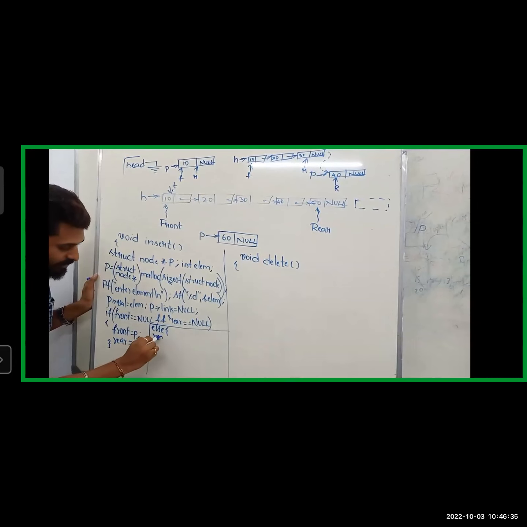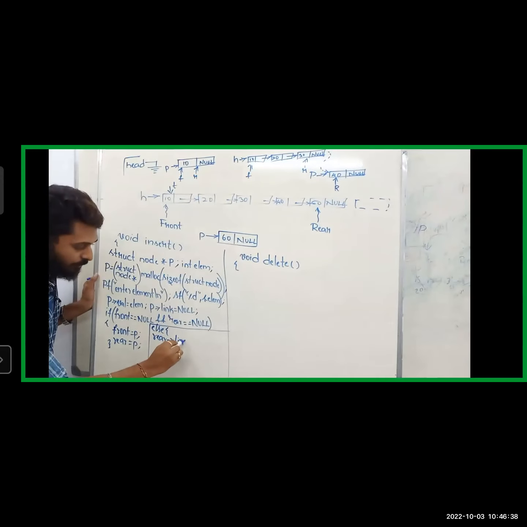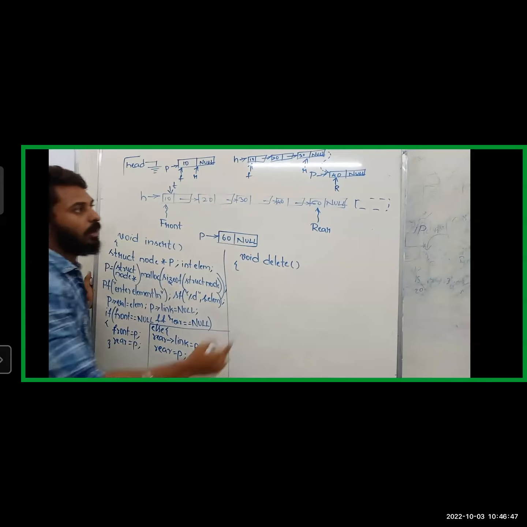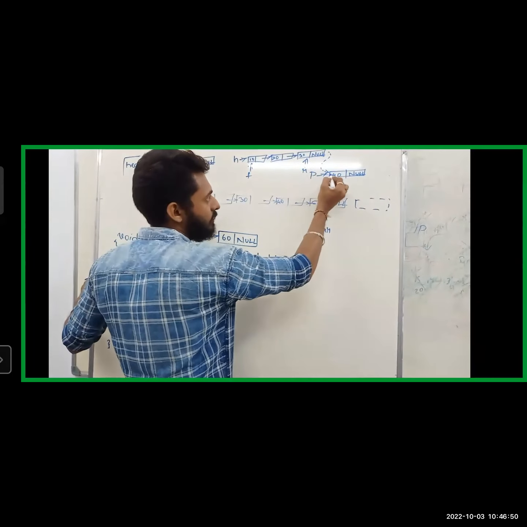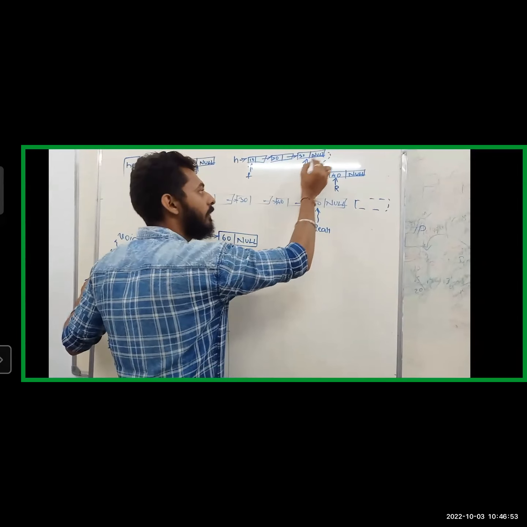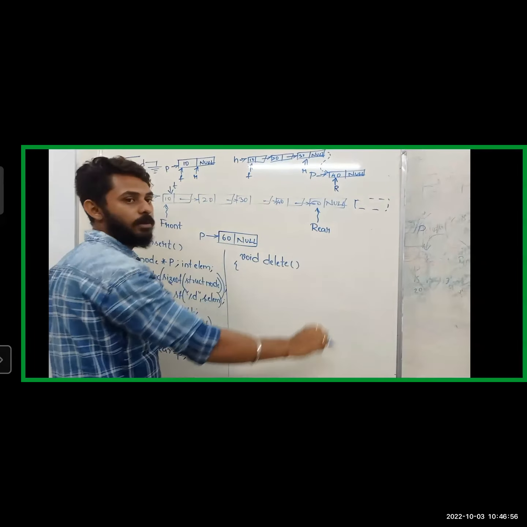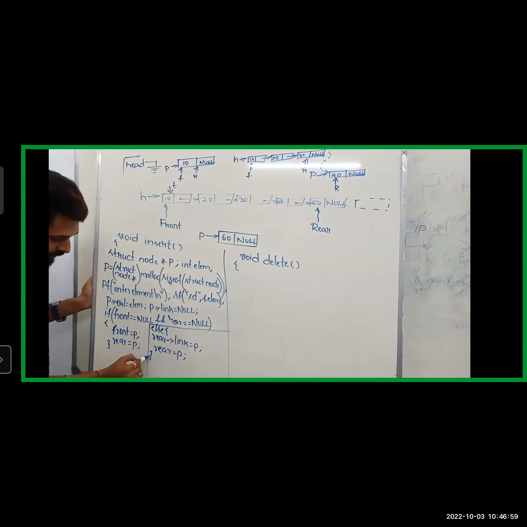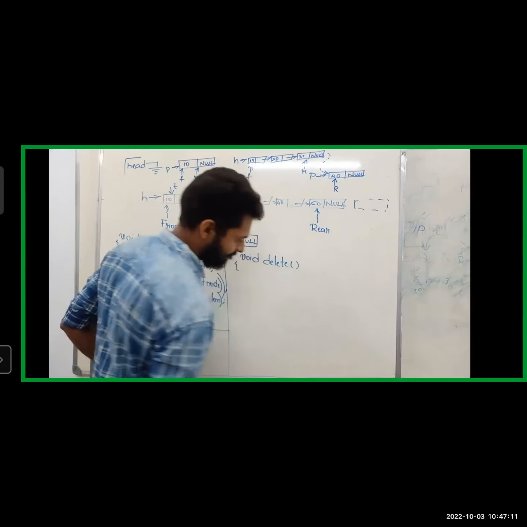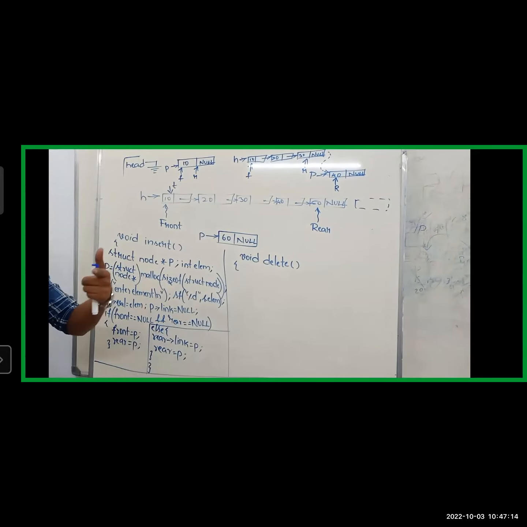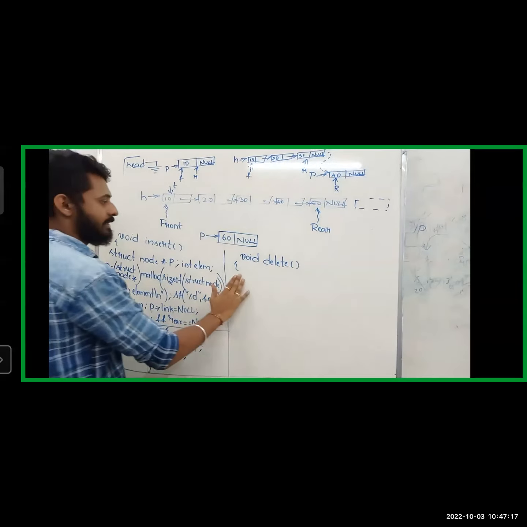In the else part, wherever the rear is present, rear's link should be pointing to the same place where P is pointing, and rear should point to P. Now rear's link is pointing to the same place where P is pointing, and rear is pointing to the same place where P is pointing. Close this method, I mean, the else part. Got it? Any doubt in this? If you have doubt, you should ask in the next. I think till here it is clear. Okay. So next.